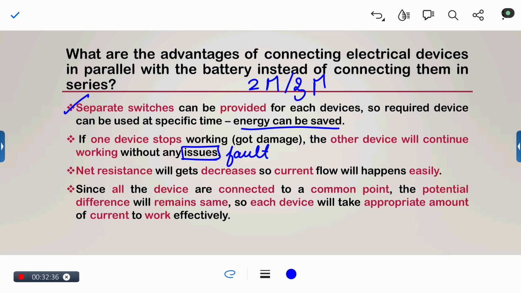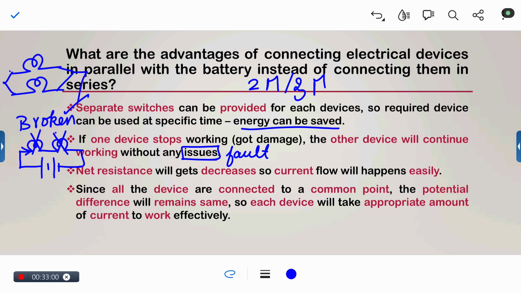For example, we are connecting like this. Is it series or parallel? Series. Clear. If this bulb gets fused, will this bulb glow? No. Reason: the overall circuit has become broken, that means the path has become incomplete. Let's take the second combination.